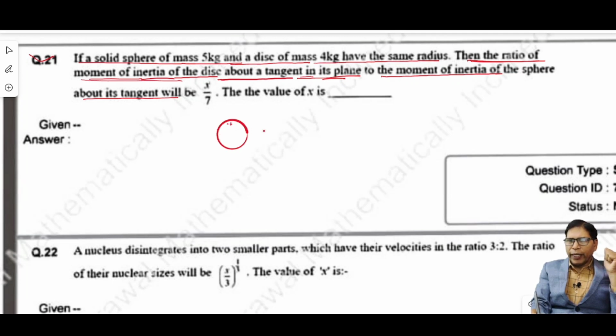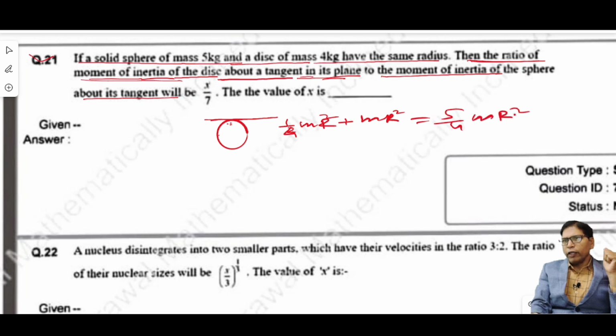The moment of inertia about the tangent in its plane. Look at this, this is the 1 by 4 mr square plus mr square. So this is the 5 by 4 mr square. Now mass of the disc is 4 kg. So this is the 5 by 4 into 4r square. So this is the 5r square.